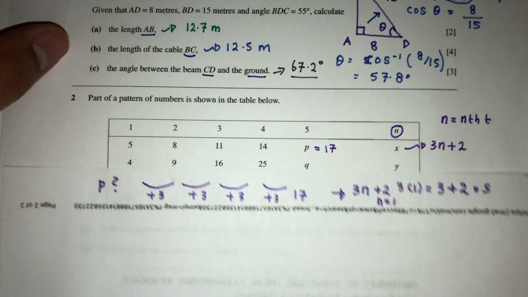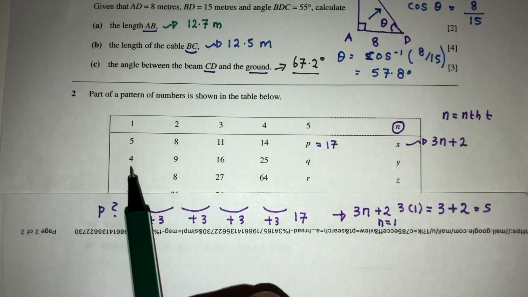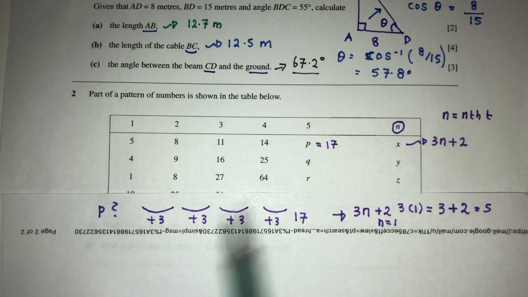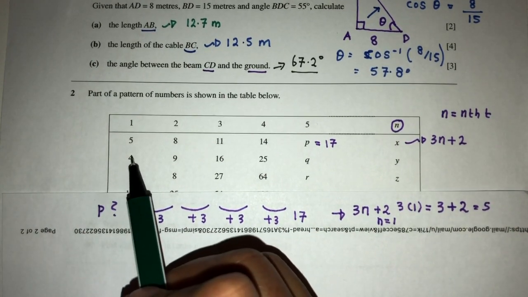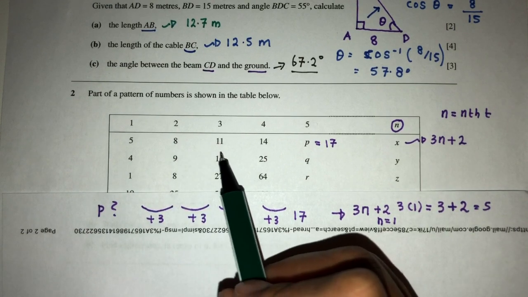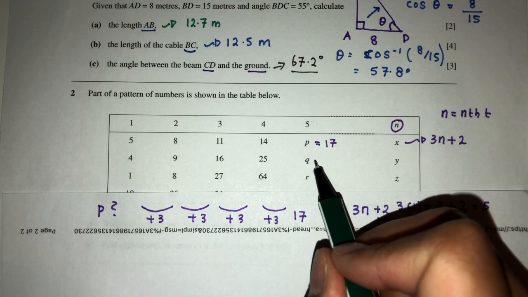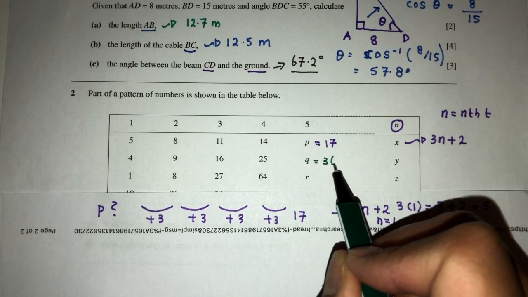Now let's move on to the second line. Here we have to find the value of q. If you observe, this is 2 square, 4. 3 square, 4 square, 5 square. This should be 6 square. So 6 times 6 will be 36.